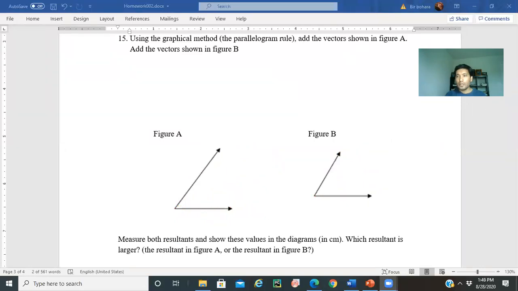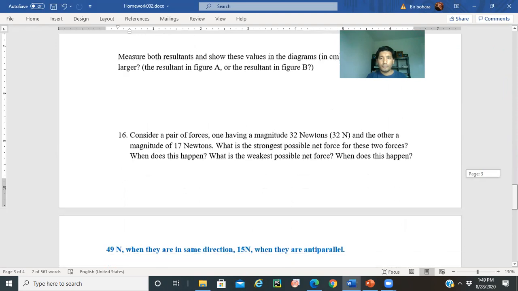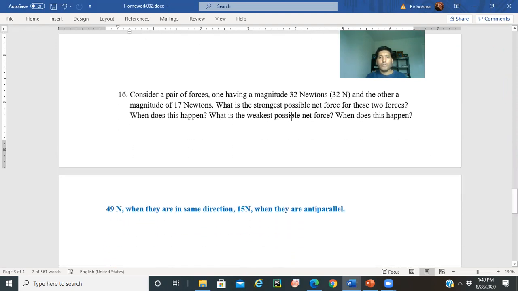So let me go to another question. One more question I wanted to do for you. Look at question number 16. This is also vector related.